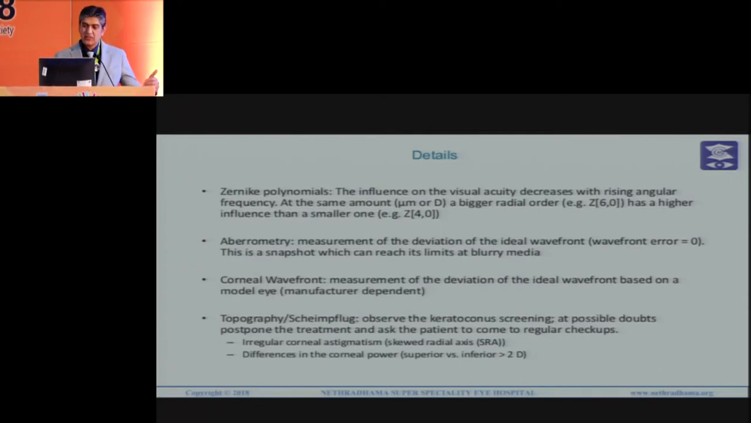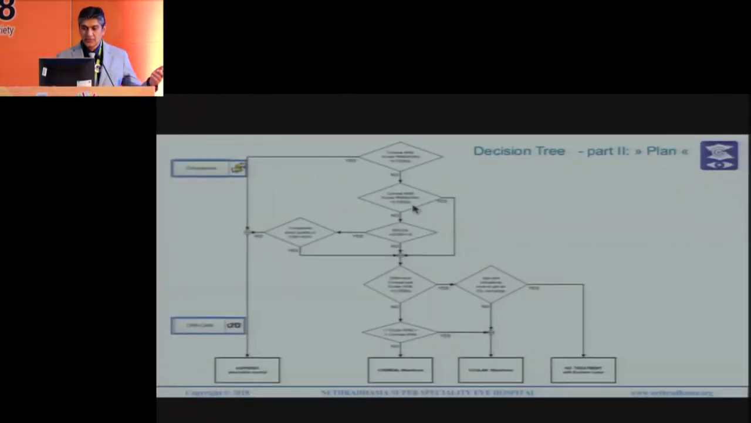The Scheimpflug topography basically is used for keratoconus screening, and if there is any keratoconus, then you may either postpone the treatment or do a cross-linking. We'll not go into that as it's already covered.